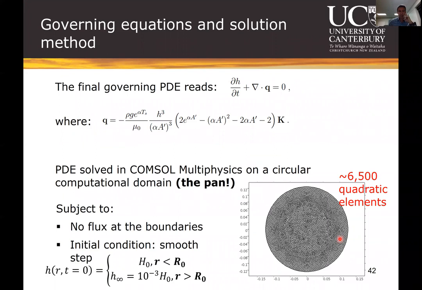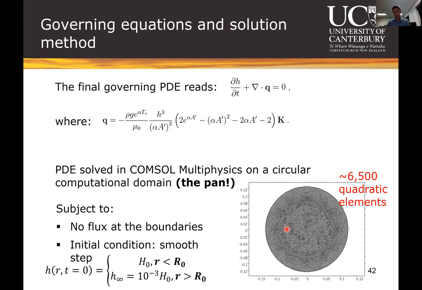So this is how it's implemented in COMSOL. You've got down at the bottom here a sketch of the computational domain meshed with the finite element method. And we basically put the lump of fluid at the center of the pan and let it evolve as a function of time.